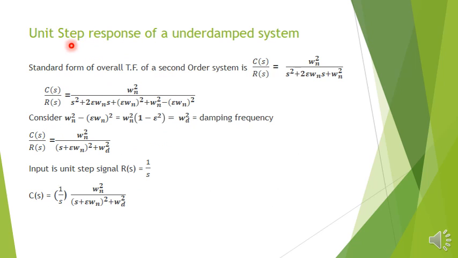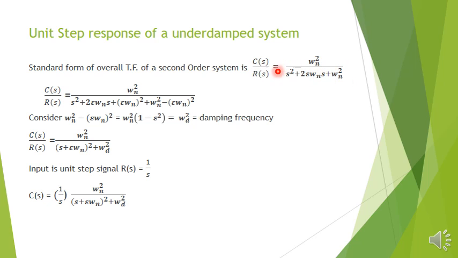So, unit step response of underdamped system. As we know, the standard form of the overall transfer function of a second order system is C of s by R of s is equal to omega n square by s square plus 2 zeta omega n s plus omega n square. Now, this is not a perfect square.